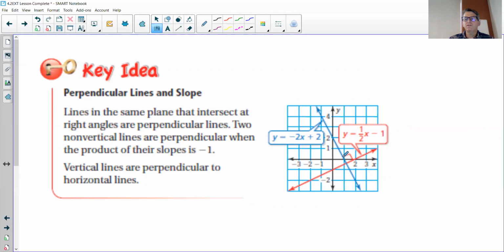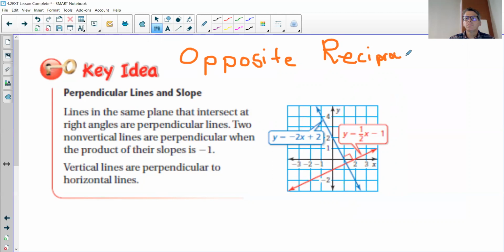You notice this little note here. They've got a corner drawn into two lines. That's considered perpendicular, and you see that all the time. And with perpendicular lines, what we have is opposite reciprocal slopes. So you want to write that down. Opposite reciprocals. I think I spelled that right.